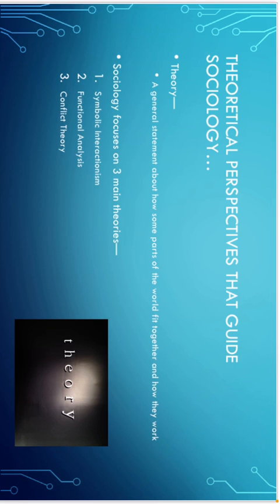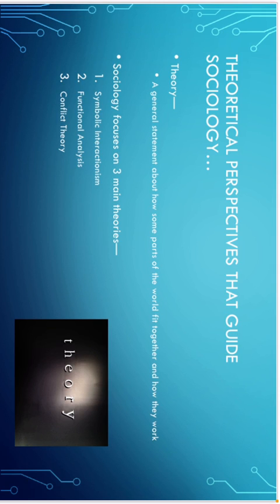So, if you recall, we had discussed the concept of a theory, which I'm sure you guys have heard of quite often. Theory is that general statement about how some parts of the world fit together and how they work. So it's definitely an explanation of how two or more facts are related to one another. So what happens is sociologists use these three different theoretical perspectives to really understand and guide how we understand social behavior.